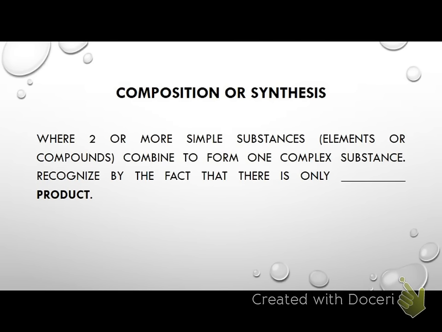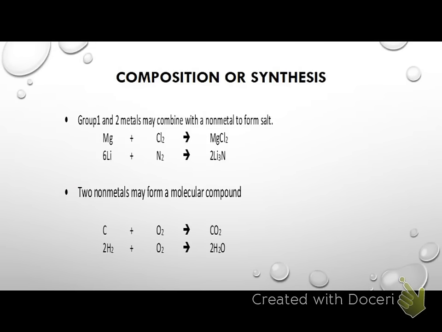All right, so a little more detail about composition or synthesis is where two or more substances, elements or compounds, can combine to form one more complex. And again, we're always going to recognize that by the fact that we will have one product when we are finished. Okay, so let's talk about the examples in your notes. These are listed there for you to know what these things can form. When you're going through these problems of predicting what they're going to make, please refer back to this. There's no way for you to know this without having these guidelines.